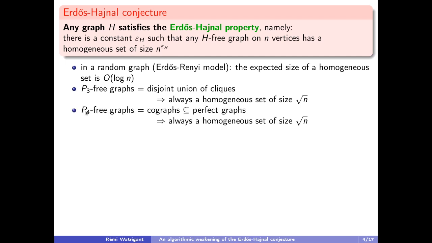P4-free graphs are also known as cographs, and it is known that cographs are a subset of perfect graphs, and it can easily be seen that perfect graphs satisfy the Erdős-Hajnal property, still with the constant 1/2. There is always a homogeneous set of size square root of n in a perfect graph.